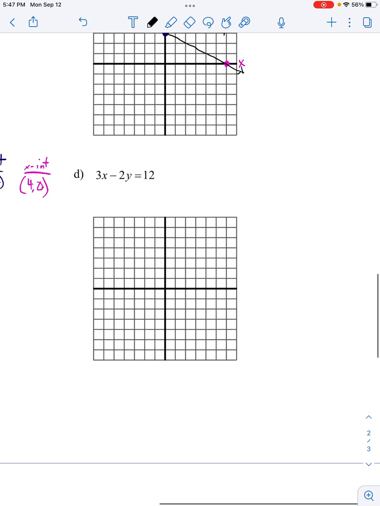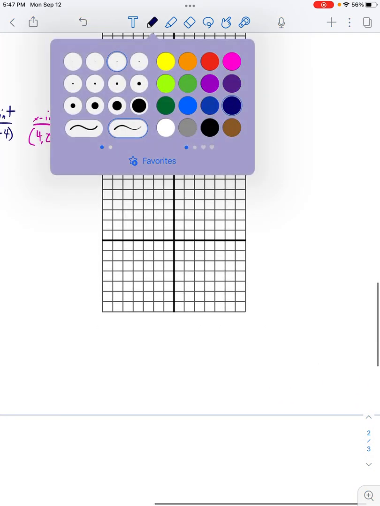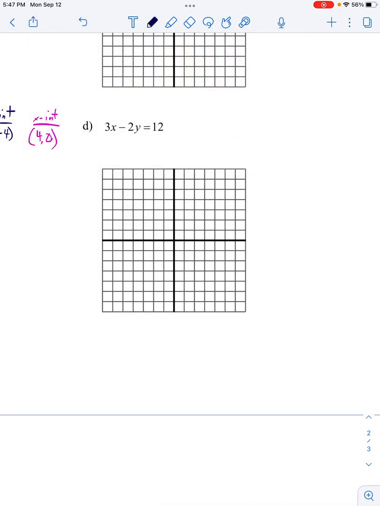All right, part D. Let's find our y-intercept. So 3 times 0 minus 2y equals 12. I set x equal to 0 for my y-intercept. Solve for y: negative 2y equals 12, or y equals negative 6. Okay, so (0, -6). Let's find my x-intercept.